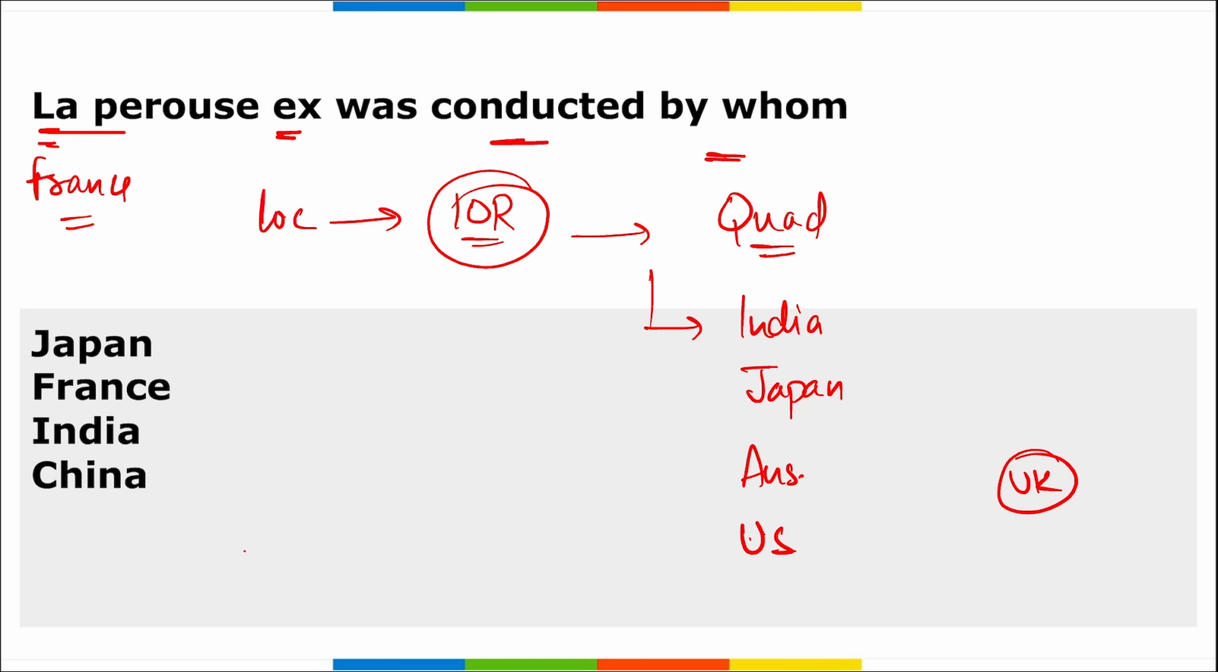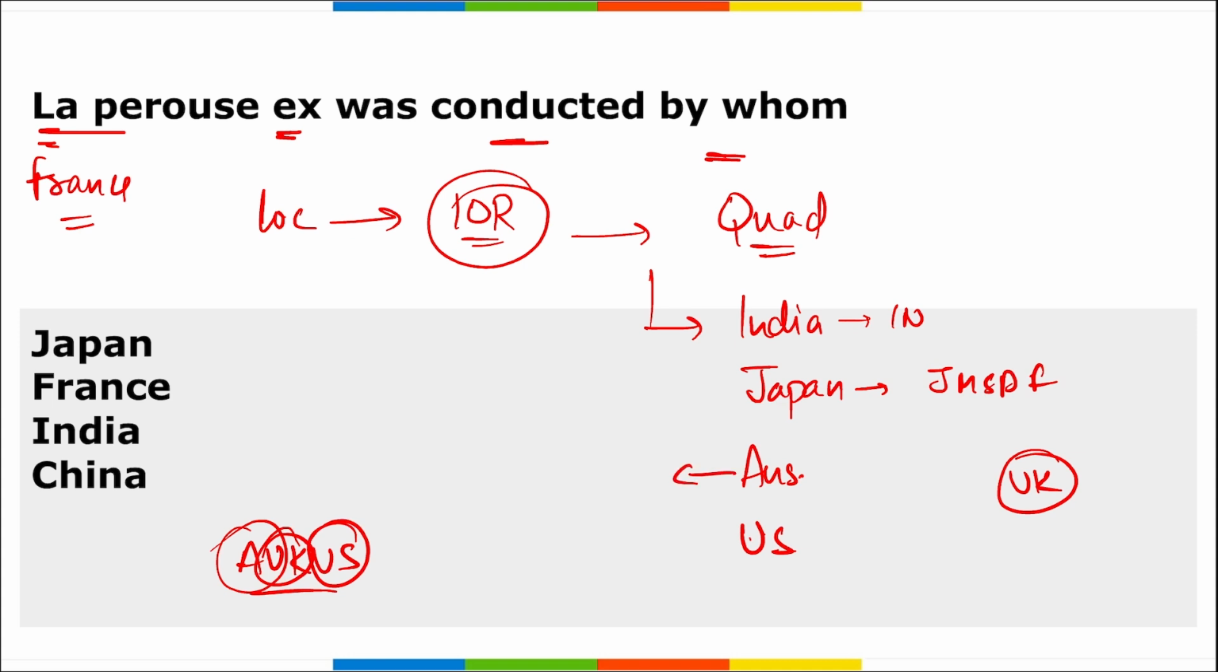There is another trilateral group, that is AUKUS. AUKUS here stands for Australia, UK, and United States of America. Alright, then if we talk about India, it is your Indian Navy. From Japan, it is your Japan Maritime Self-Defense Force.